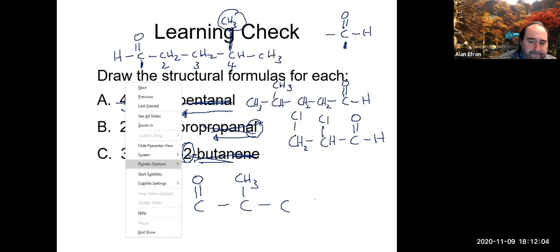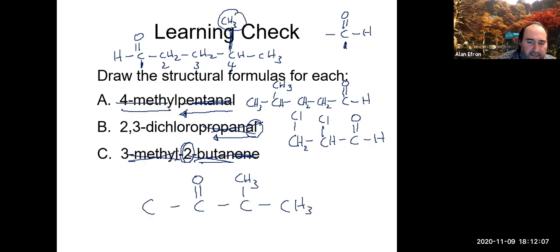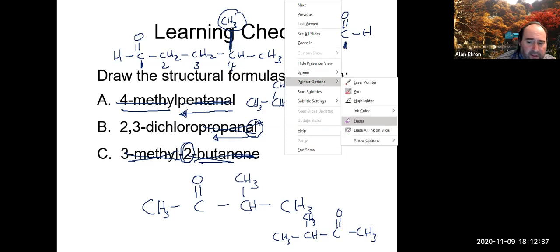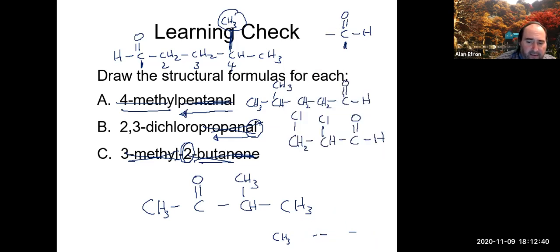So if we do that, needs three, needs one, needs none, and needs three. And you absolutely could have, if you wanted to, drawn it the opposite way. We would have C double bond O, our CH, CH3, and our CH3. So we could have done this as well. Either one would have been perfectly fine. Because you're drawing it, you do have that option as well. Get that out of the way so you can see the first one as well. Any questions on how to draw ketones, draw aldehydes?